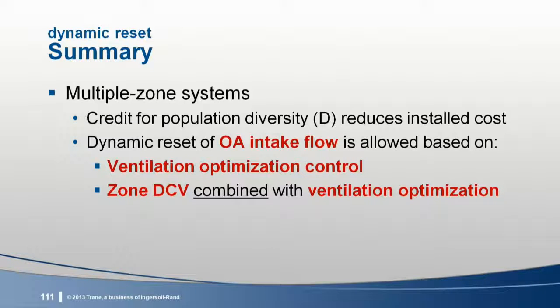They may include dynamic reset at the zone or system level to meet Standard 62.1, but they must include ventilation optimization control to meet Standard 90.1. And if any zone in the system requires demand control ventilation to meet the energy standard, local demand control ventilation can be combined with ventilation optimization control. The result is a multiple zone system with zone level demand control that really works.